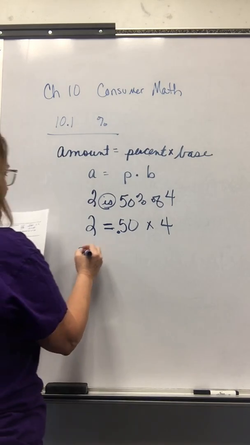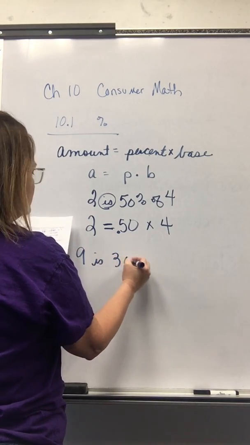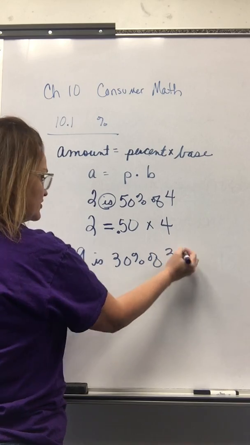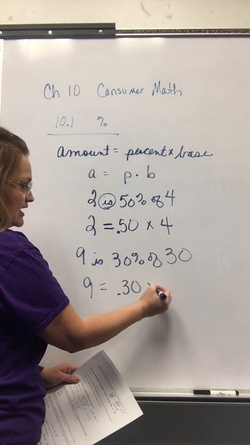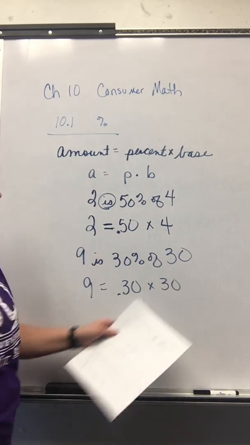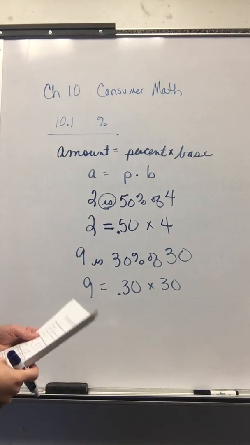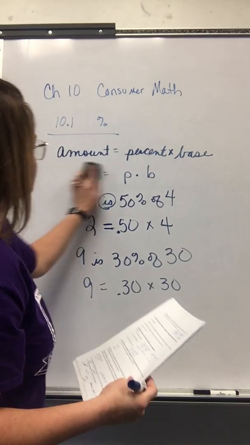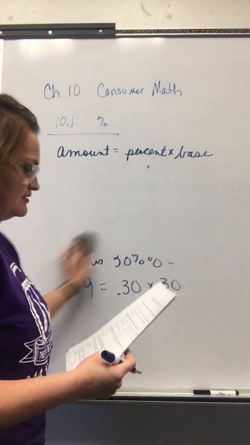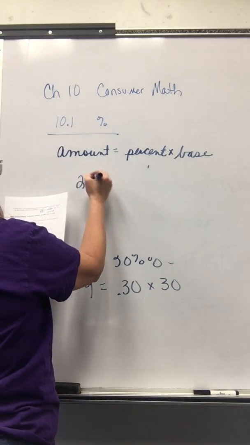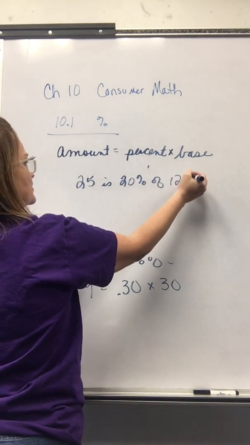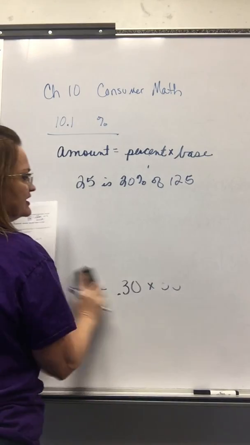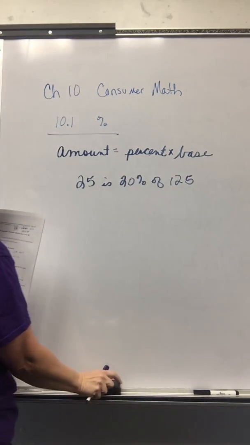Again, if we say 9 is 30% of 30, we know 9 equals 0.3 times 30, and that is a true statement. If you multiply that, that is true. And then lastly, we've got 25 is 20% of 125. So again, written in the "is" and "of" form, where we can shortcut these.